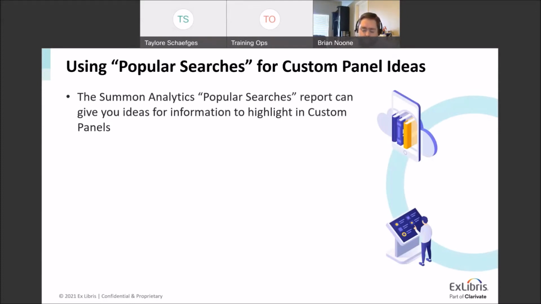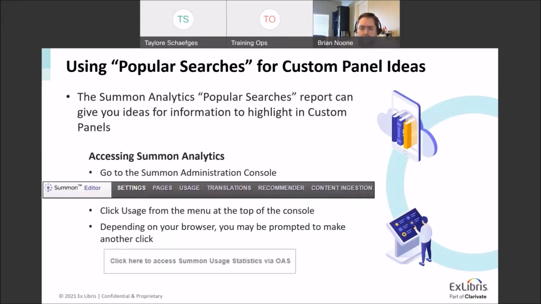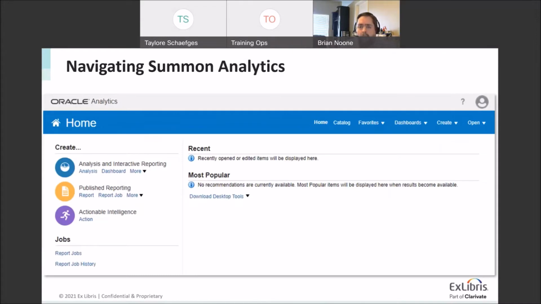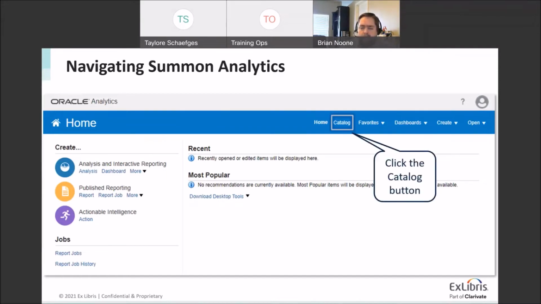So to get to Summon Analytics, you want to go back to the Summon Admin Console and click on Usage. And then your browser may trigger you to click another link to access the Summon User Statistics section. Once you get to the Summon Analytics main page, the home page, what you need to do is go to the catalog link and click catalog.